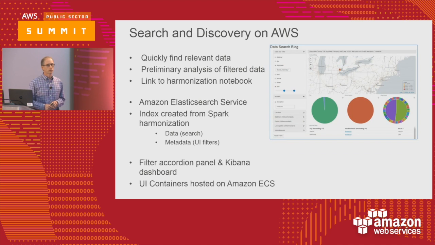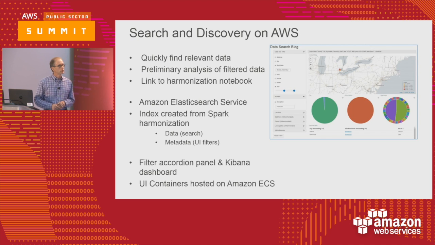So now that your data sets have variables that are called the same thing and that mean the same thing, you'll want to make them easily searchable. You and other researchers need to be able to find the data that are relevant to your hypothesis. So spin up an Amazon Elasticsearch cluster. With a few more lines of code in your harmonization notebook, you can easily save the harmonized data that you want to search on to an index in the Elasticsearch cluster.